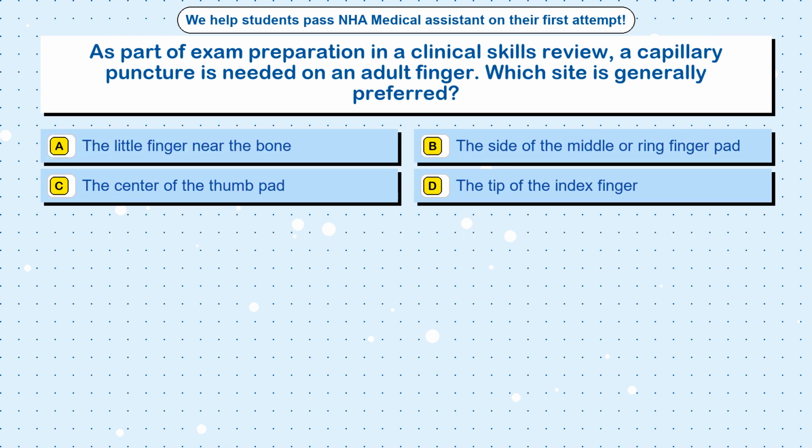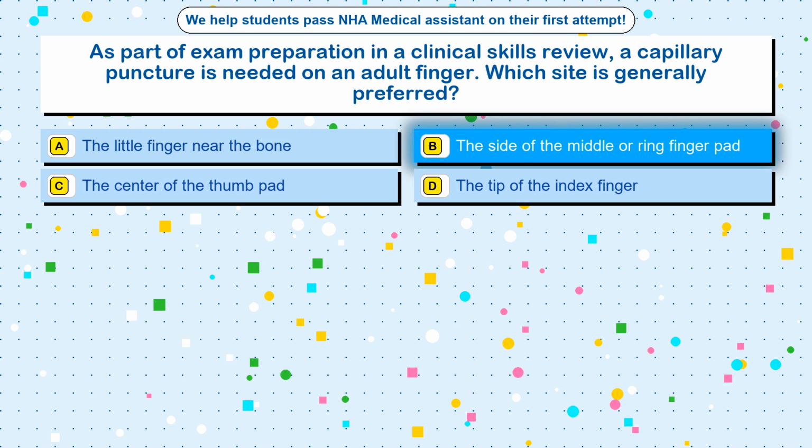Question 27. As part of exam preparation in a clinical skills review, a capillary puncture is needed on an adult finger. Which site is generally preferred? Option A. The little finger near the bone. Option B. The side of the middle or ring finger pad. Option C. The center of the thumb pad. Option D. The tip of the index finger. The correct answer is option B.